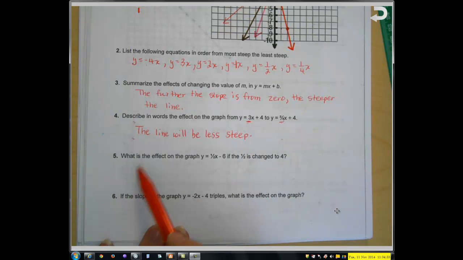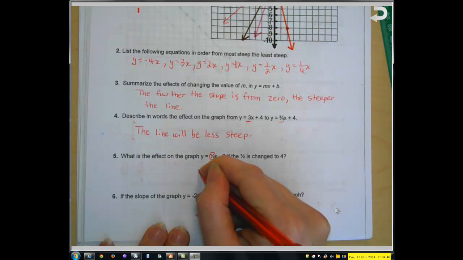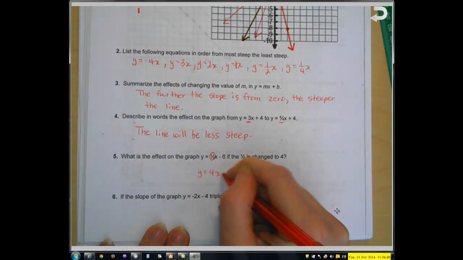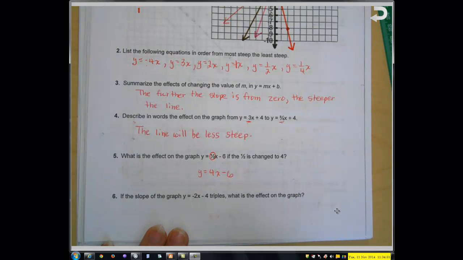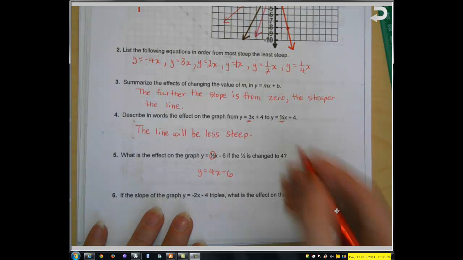Okay, so what would be the effect on the graph y equals 1/2 x minus 6 if the 1/2 is changed to 4? So we're going to change the slope in the equation. We're going to change the 1/2 to a 4. So what would be the effect of changing from a slope that is close to 0 to one that is further away from 0? Well, the answer is that the graph would become more steep.